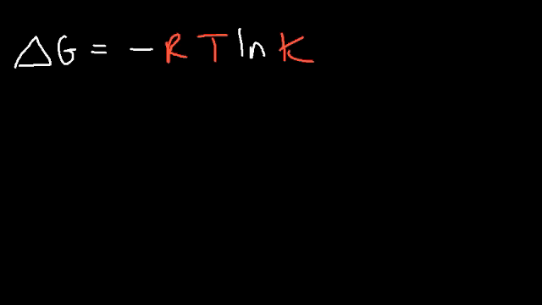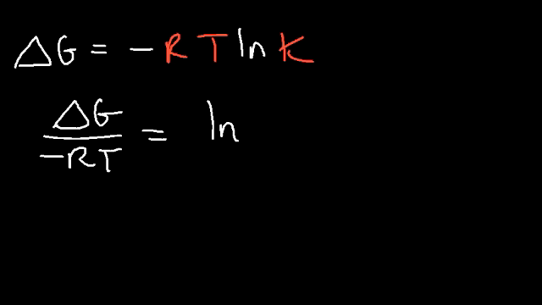The equation that we need to calculate K is this equation. Delta G is equal to negative RT ln K. But the only problem is we need to isolate K. So let's divide both sides by negative RT. And that equals the natural log of K.